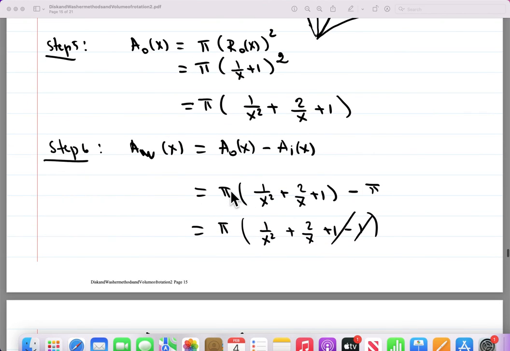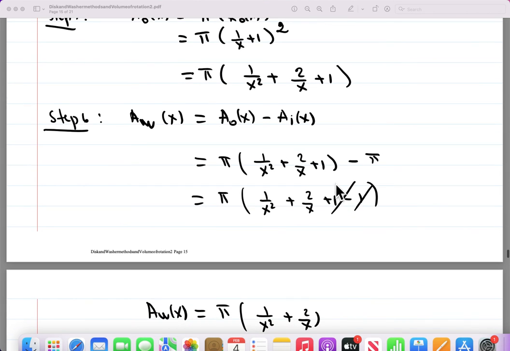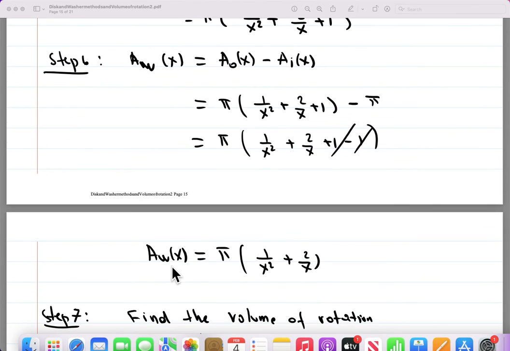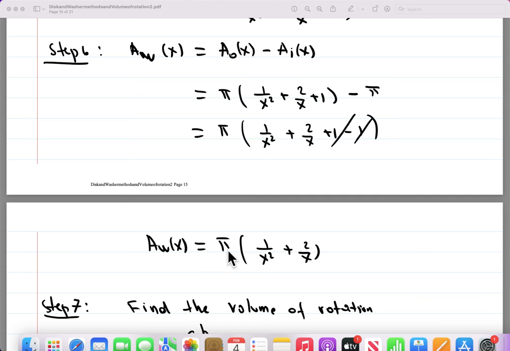And when we distribute, because we can factor out the pi, you get pi times quantity, then you copy this, and then when you factor out pi, you're going to be left with minus 1. So plus 1 minus 1 gives you 0. So we end up with the area of the washer to be pi times quantity 1 over x squared plus 2 over x.